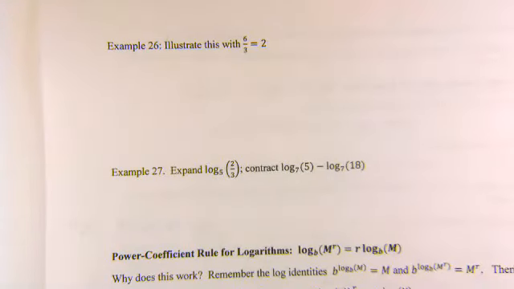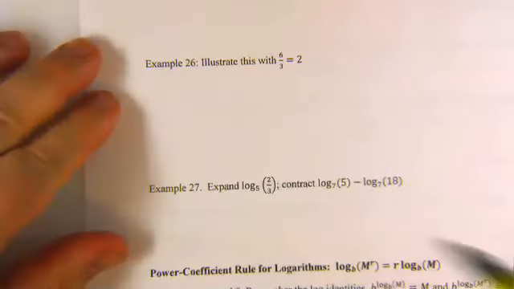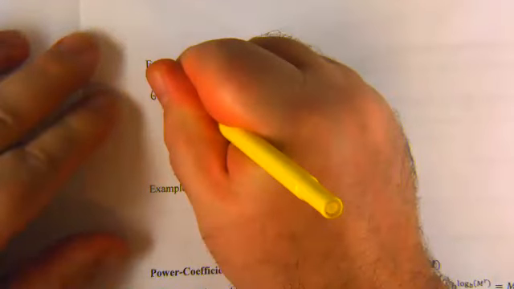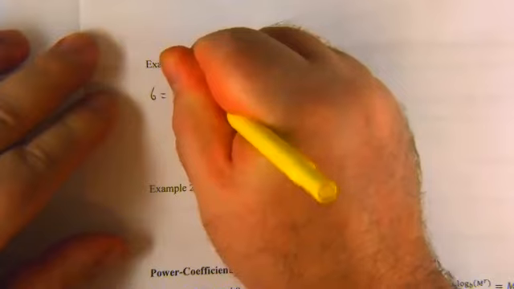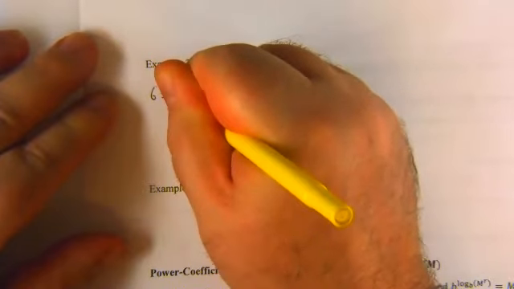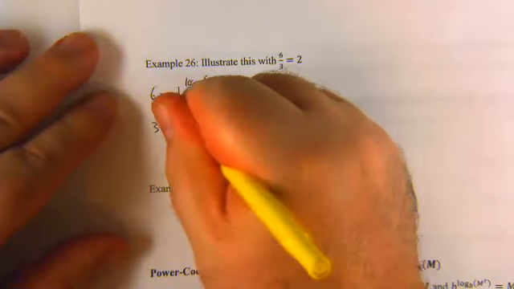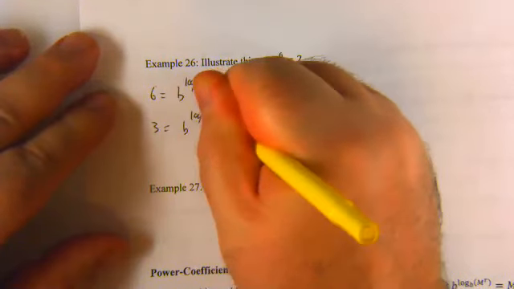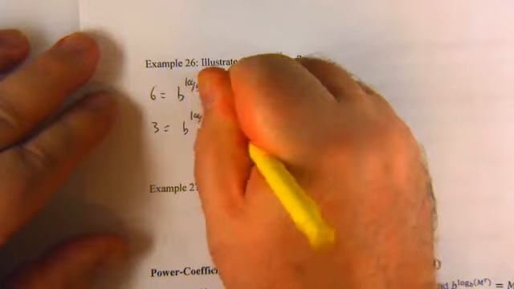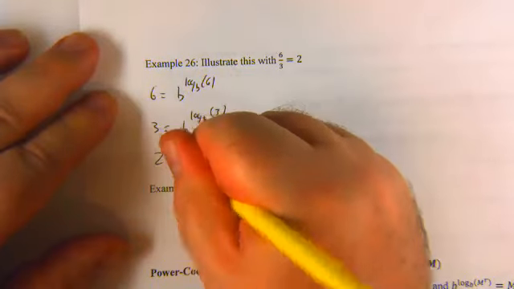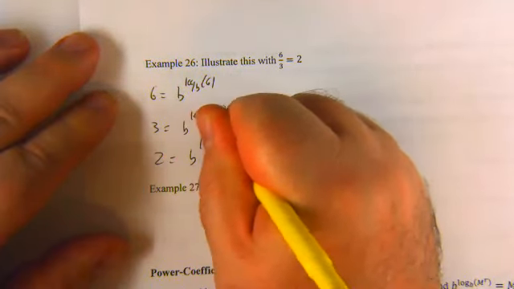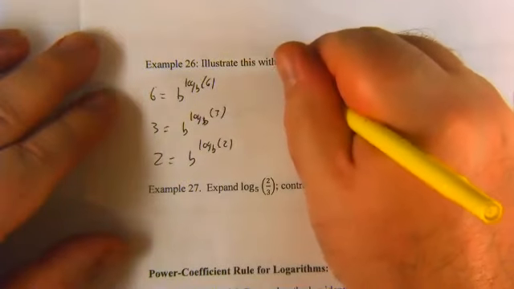So 6 over 3 equals 2. We know that whatever number you want, log base b of 6 is the power you raise the base to get 6. Same thing with 3, log base b of 3. And same thing with 2. So 6 over 3 equals 2.